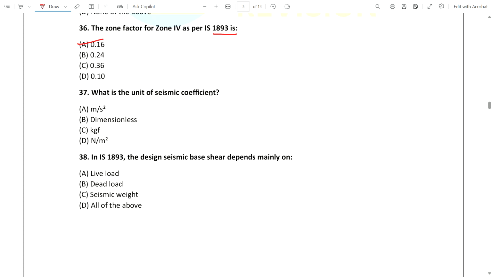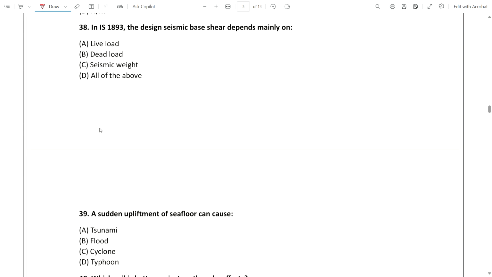Now 37, what is the unit of seismic coefficient? This is dimensionless. Okay, now in IS 1893, the design seismic base shear depends mainly on live load, dead load, seismic weight, or all of the above. Option C is the correct answer. Seismic weight. Design base shear depends only on seismic weight.